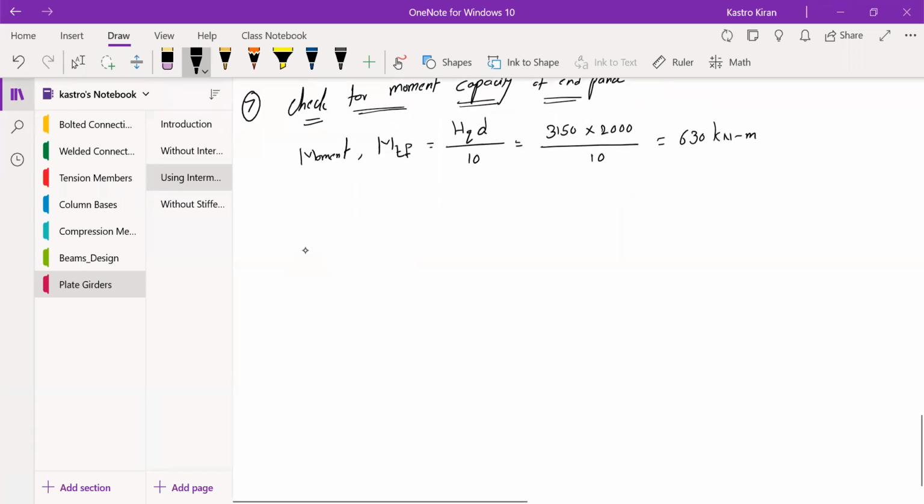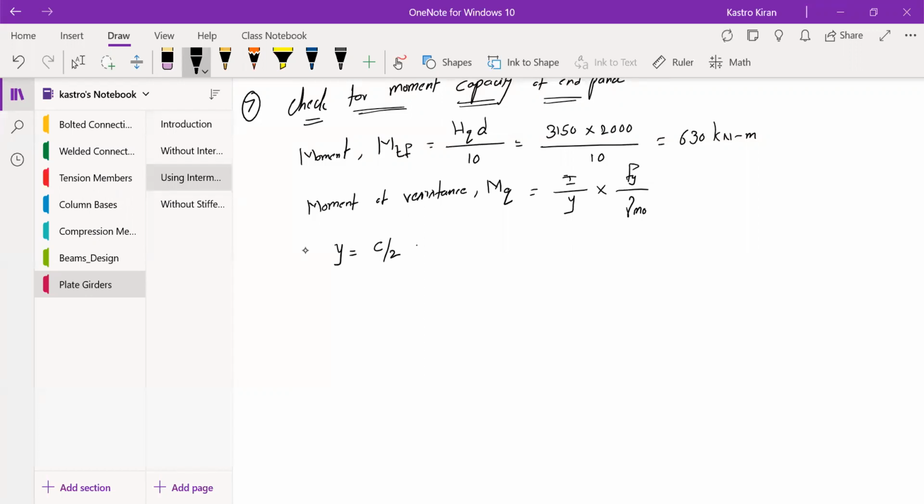You also have to find the moment of resistance, which is MQ, equals I by Y into Fy by gamma m naught, where Y is taken as half of the spacing of stiffeners. The value of the spacing of stiffeners is 2,666.66 divided by 2, which gives 1,333.3 mm.